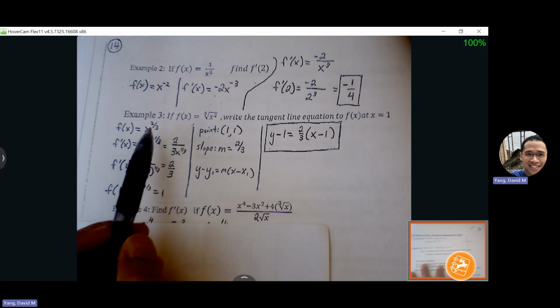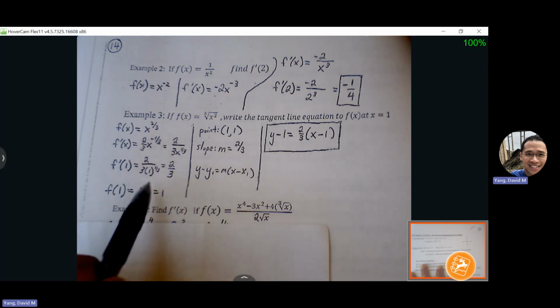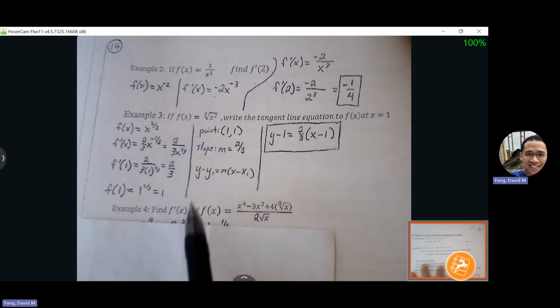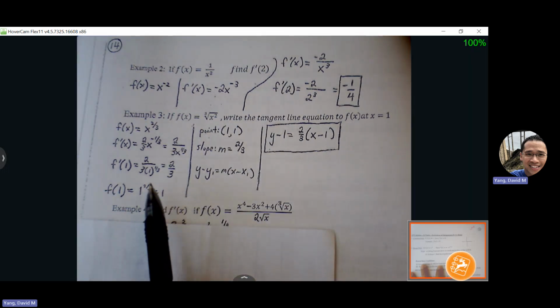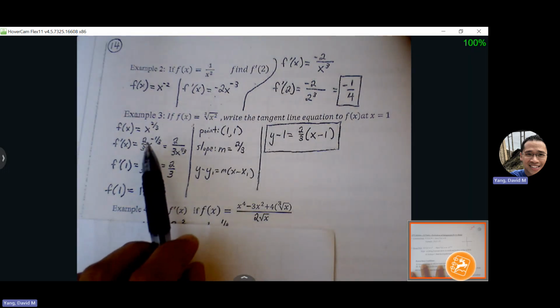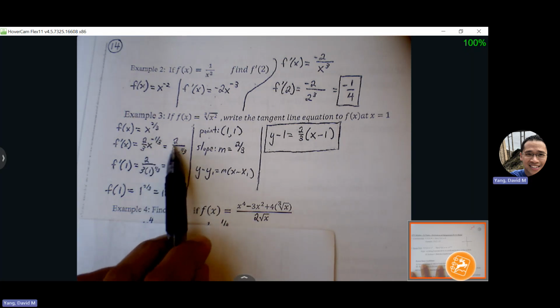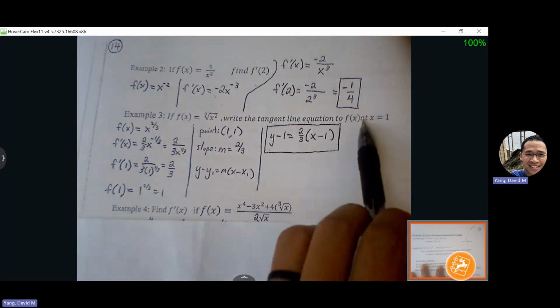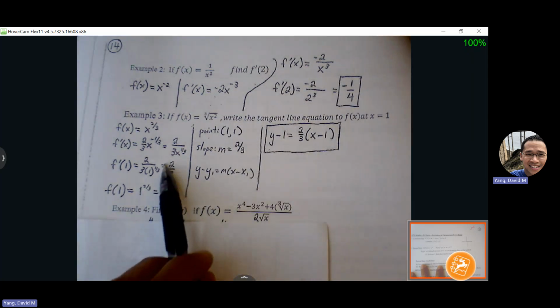Okay, so my function is x to the 2/3. If I want to find f of 1, I can just plug 1 in for x, and the cube root of 1 squared is still 1. So my ordered pair is (1, 1). For my derivative, bring down the 2/3, subtract 1 from the exponent: 2 over 3x to the 1/3. This is my slope formula. I can plug 1 into my derivative to get my steepness at that particular point on the curve.